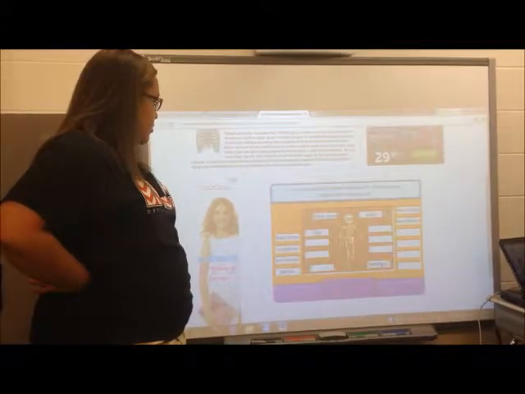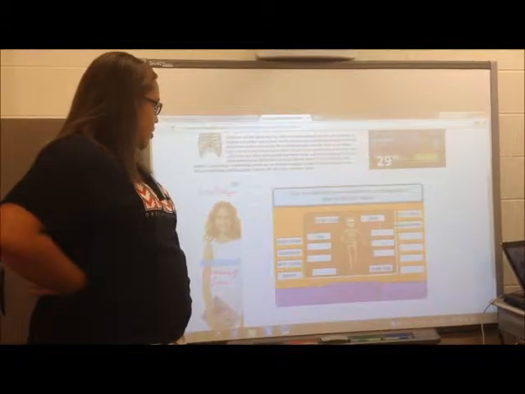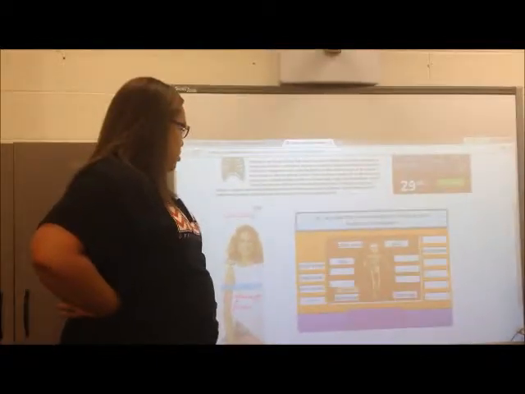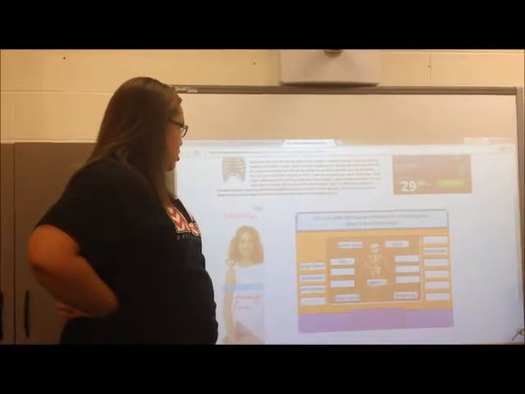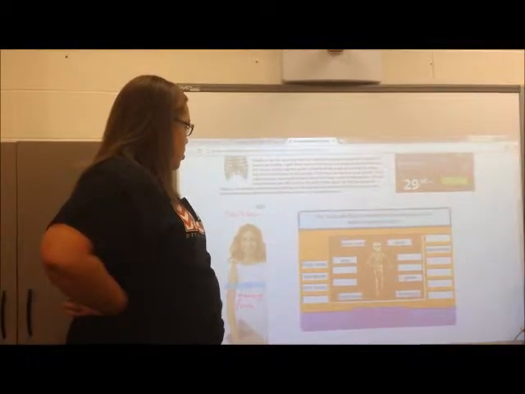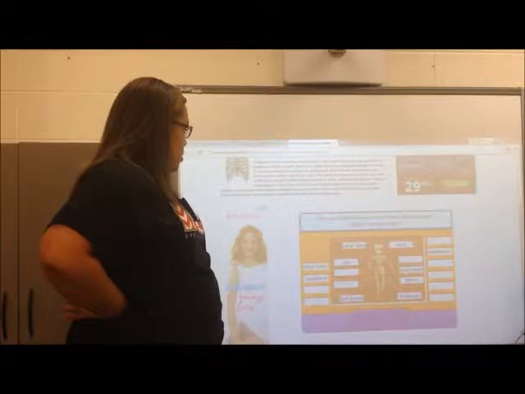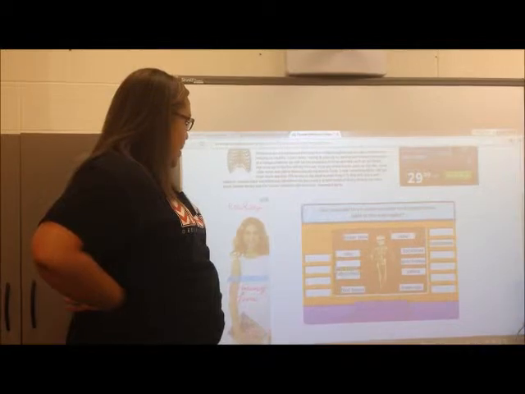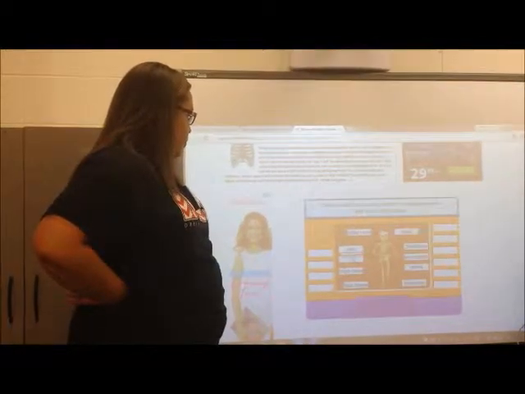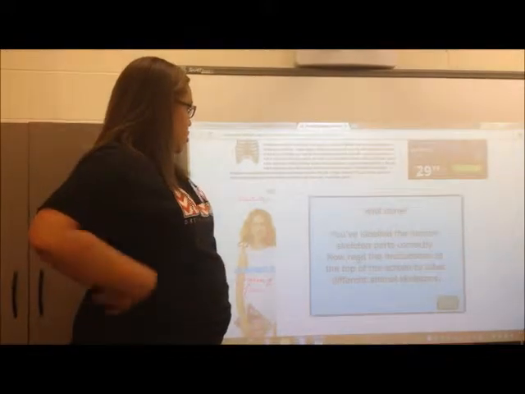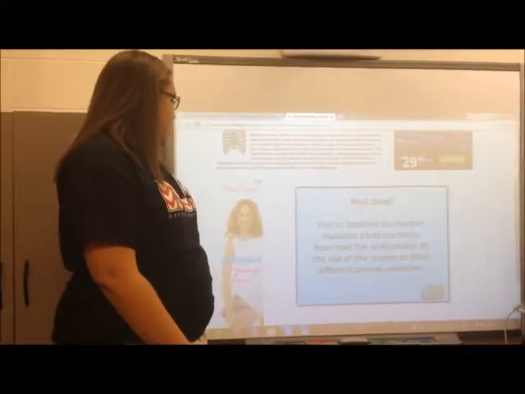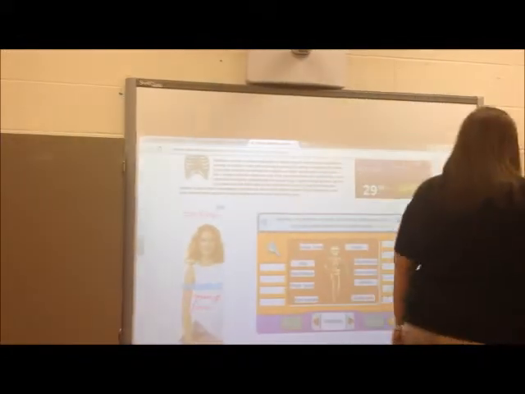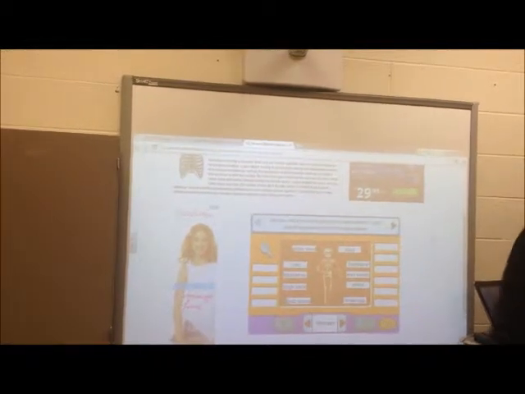Kneecap. Couple more. Arm bones, that looks good. Backbone or your spine. Thigh bone. And hand bones. You labeled him correctly. Good job, AJ. You did a good job. Thank you. We're not doing animals. We're only doing the human right now. Okay. Maybe we'll get to animal skeletons later in the year.